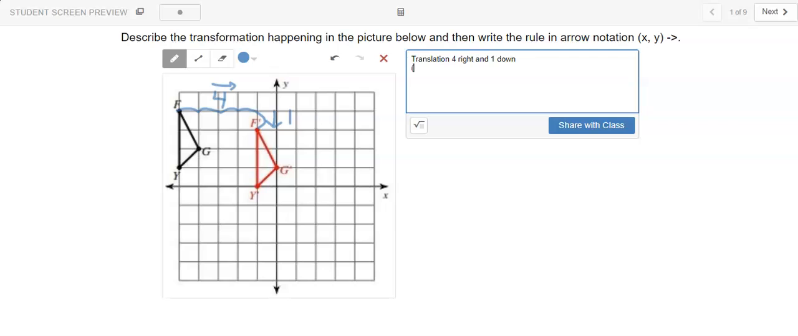If I'm trying to write the rule, I have this original point x, y and I'm changing it so that it looks like this. If I'm going to the right, my x value is getting bigger. In this case, since it's going to the right 4, it's going to get bigger by 4. And then my y value, since it's going down, it's going to get smaller. It's going to get smaller by 1. So that is my rule. Alright.